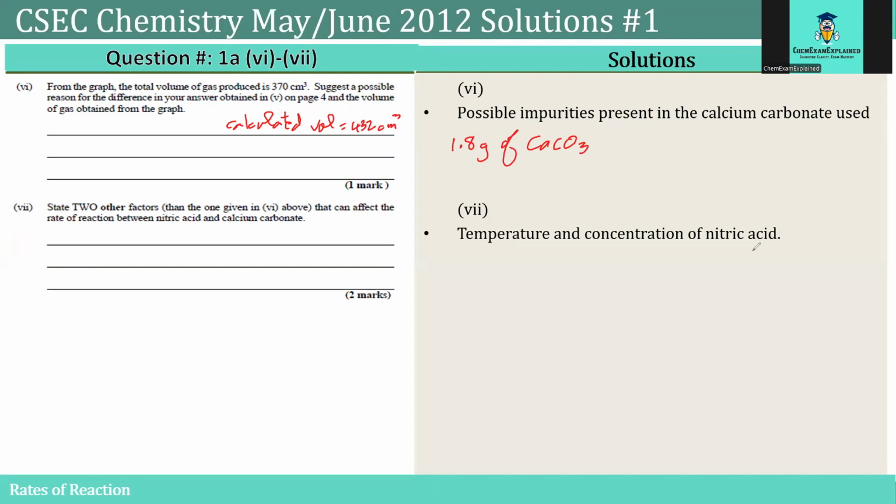So we know that if the temperature is high, then the rate of reaction would be high. If it's low, the rate is going to be slow. And if the concentration of the nitric acid is high, that should contribute to a faster rate. And if it is low, it should contribute to a slower rate of reaction.